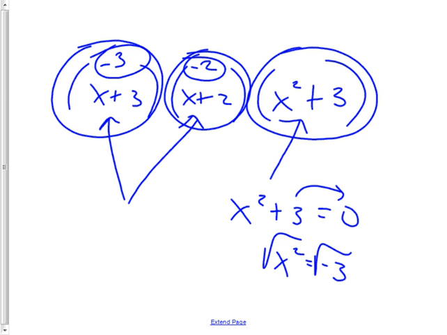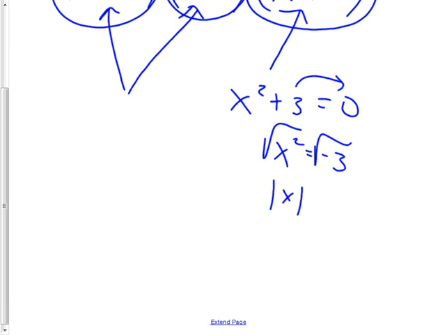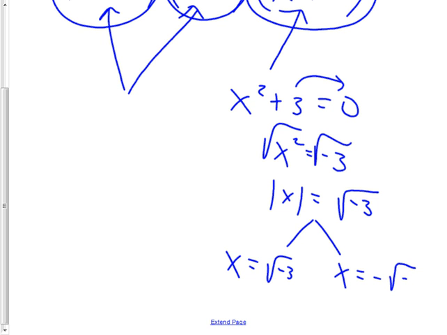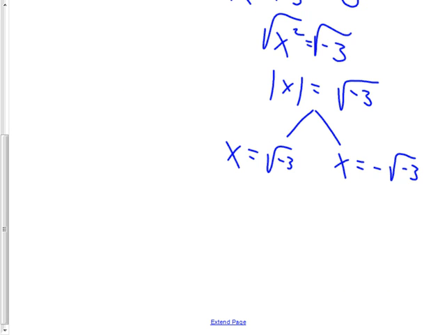You get square root of a negative. Absolute value of x equals square root of -3. Split that into two things. X equals square root of -3. And x equals negative square root of -3. And then the last thing is you're not supposed to leave the negatives underneath the square root, so I'm going to make that an i. X equals i root 3. And x equals negative i root 3. Okay, plus and minus i root 3.